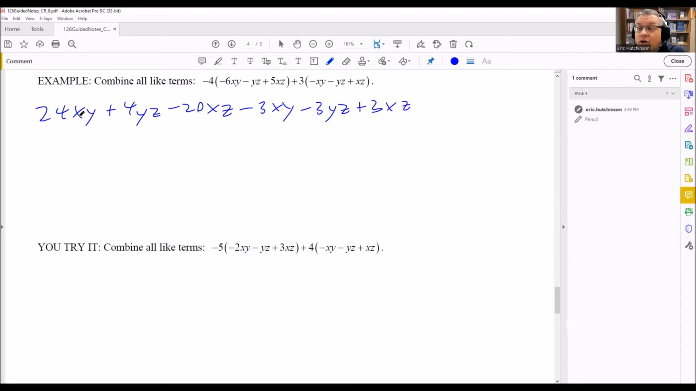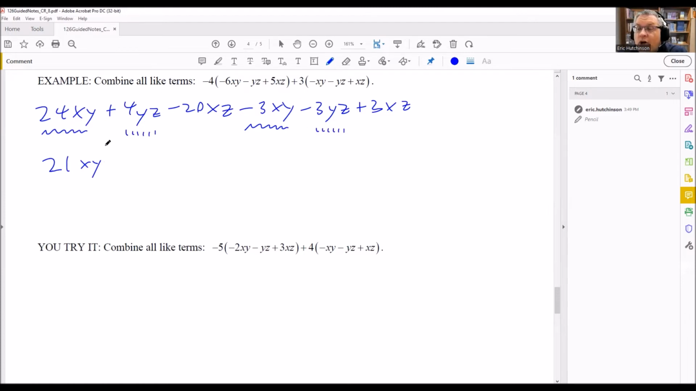As I mentioned earlier, only the same two variables together are the ones where you can combine. So I have a xy. I want to look for the other xy, which is going to be this one right here. So we have 24xy minus 3xy, going to be 21xy. Next is the yz. There's a yz there, and there's another yz right here. 4 minus 3 is 1.